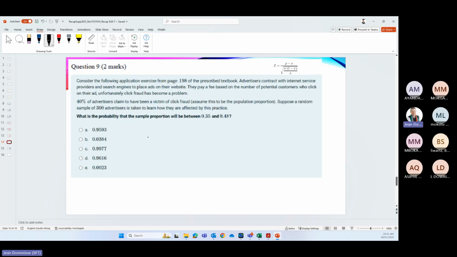So here we are going to look at, like the previous one where we looked at the 70 and 74, we need to look between two. So we're going to work out the Z, but we're going to look between two proportions. So consider the following application, exercise, advisors, contact, and so on. Okay, that's just motion. 40% of advisors claim to have been a victim of click fraud. Okay, so we've got the 40%.